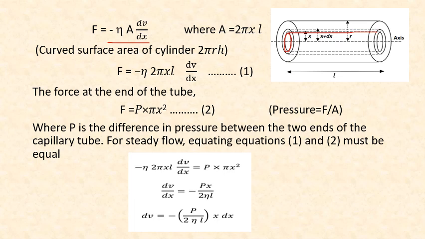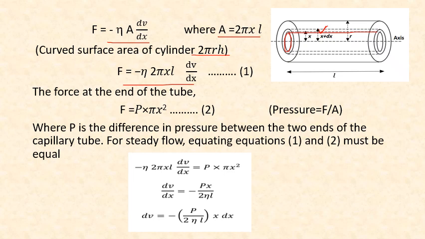Now we know that for the curved surface of a cylinder, the area is given by 2 pi R H. For the layer that we have considered, R is nothing but x, because it is at the distance x from the central axis. H is the length of the tube, which is L. So the area of the layer that we have considered is 2 pi x L. Substituting this, we get F equals minus eta 2 pi x L into dV by dx. Take this as equation 1.